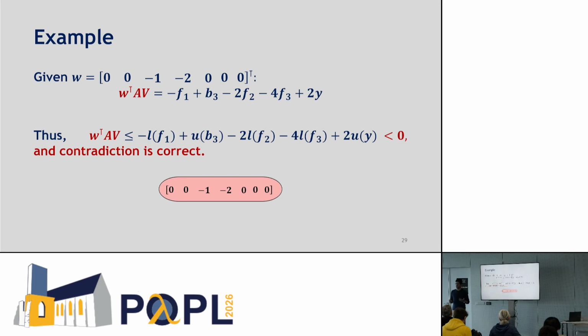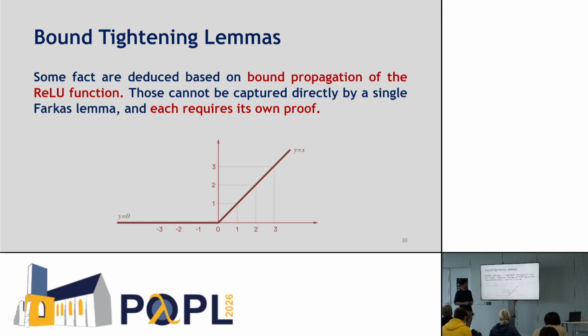So we use this vector in order to prove the unsatisfiability of the leaves. But of course, we're not dealing with a linear problem. We're dealing with a linear and piecewise linear one, and as such, there are more complications. One of them is what we call bound tightening lemmas, which are lemmas that are deduced based on bound propagations on the ReLU functions. Those cannot be captured directly by a single Farkas lemma that proves the unsatisfiability of all of them. Instead, we prove them sequentially, one after another.